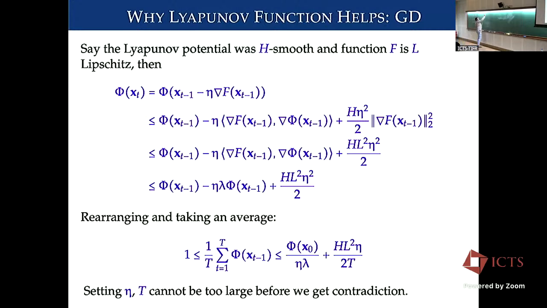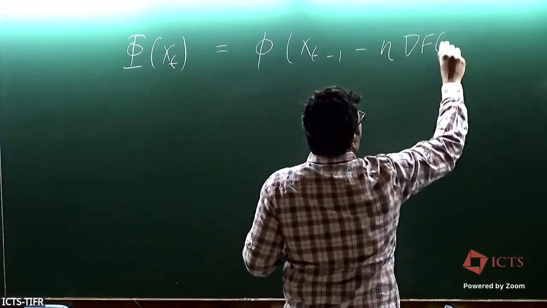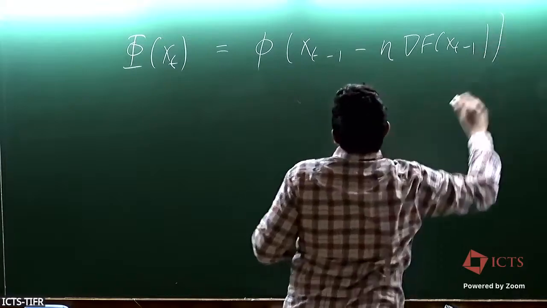So the idea is that if I look at phi of x_t, I can write this as equal to, do I do t, t minus 1? Okay, I do t, t minus 1. Good. x_{t-1} minus eta times gradient f of x_{t-1}, right?